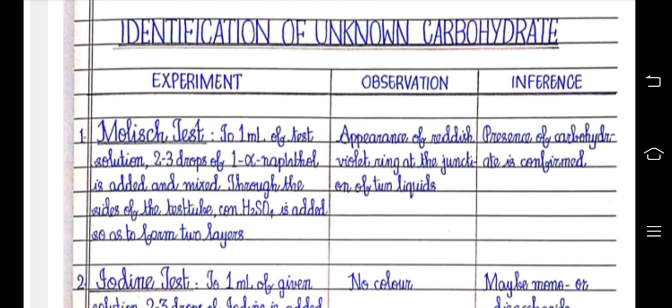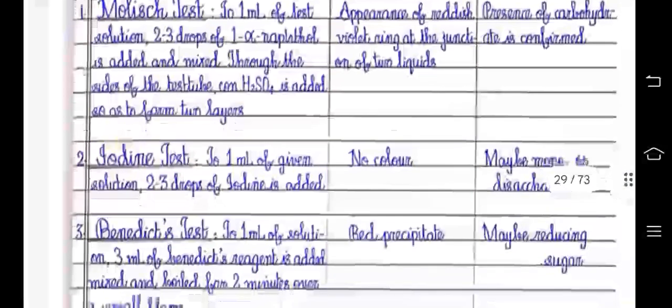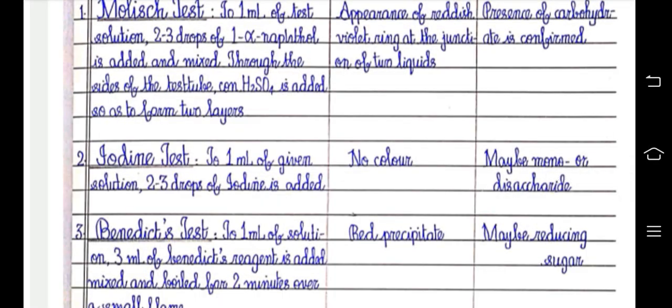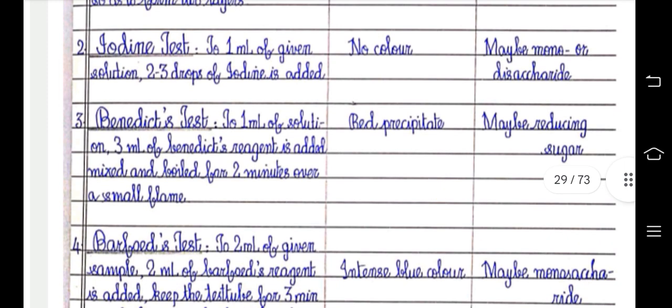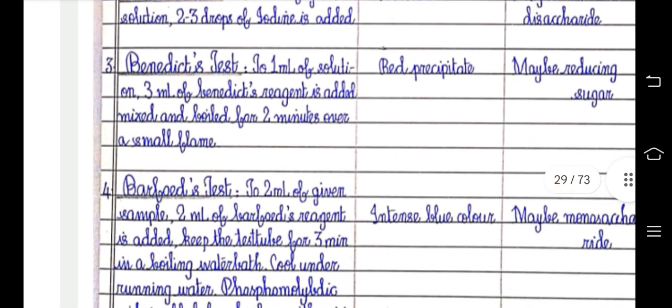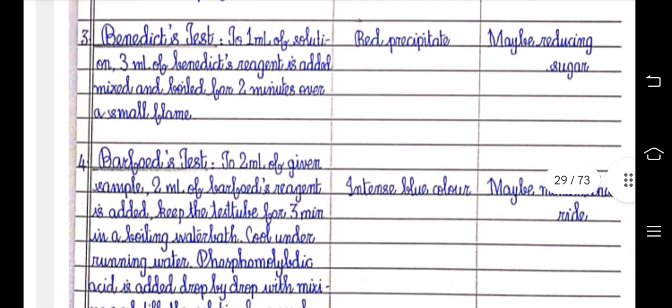Then iodine test. To 1 ml of the given solution, 2 to 3 drops of iodine is added. No color, maybe mono or disaccharide. Then Benedict test. To 1 ml of solution, 3 ml of Benedict's reagent is added, mixed and boiled for 2 minutes over a small flame. Red precipitate may be reducing sugar. That means we don't need to perform the acid hydrolysis.